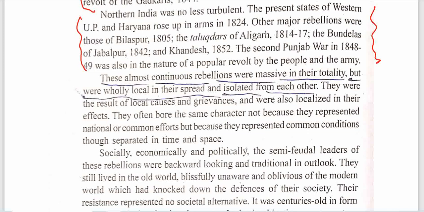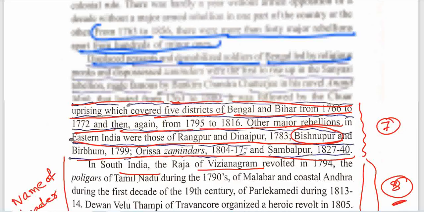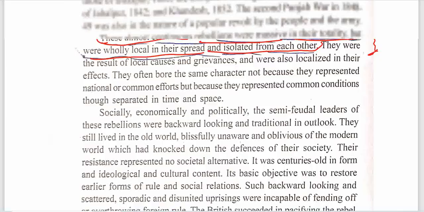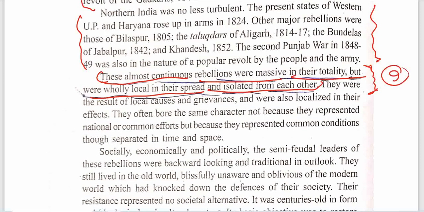The almost continuous rebellions were massive in their totality, but were wholly local in their spread and isolated from each other. This can be one of the major reasons that they were limited to their own domain. I think this can be one of the major reasons for their failure, or why the British suppressed these rebellions so easily. So I will add this in my notes as my ninth point. You can also add it if you want. They were the result of local causes and grievances.